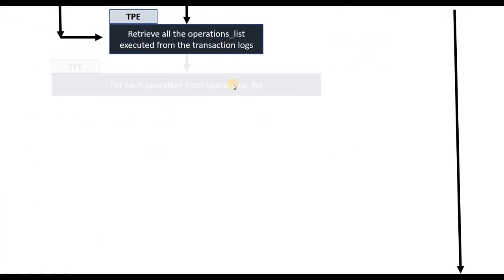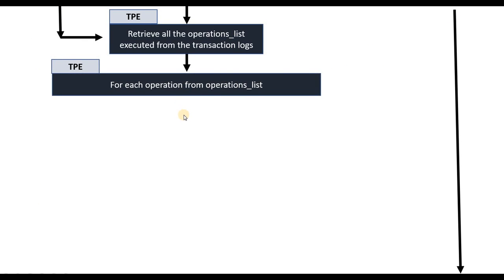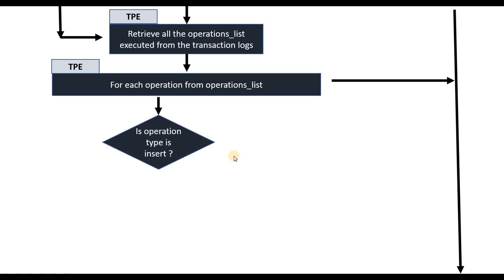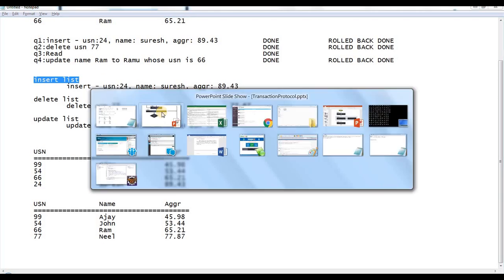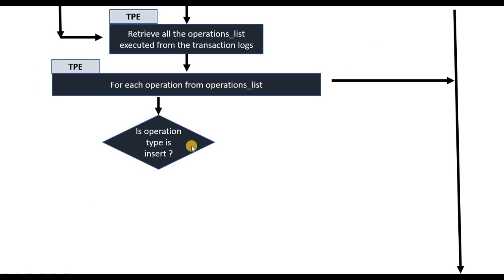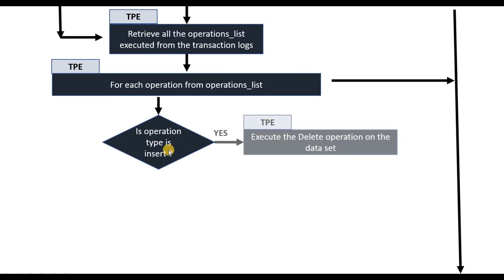After reading all the operations lists, we are going to iterate over each of the operations lists. If all the operations have been completed, then join this arrow mark and terminate the algorithm. If it is not completed, check if that operation is of type insert. If so, what do we need to do? We need to execute its reverse query. What is the reverse query of insert? It's delete.